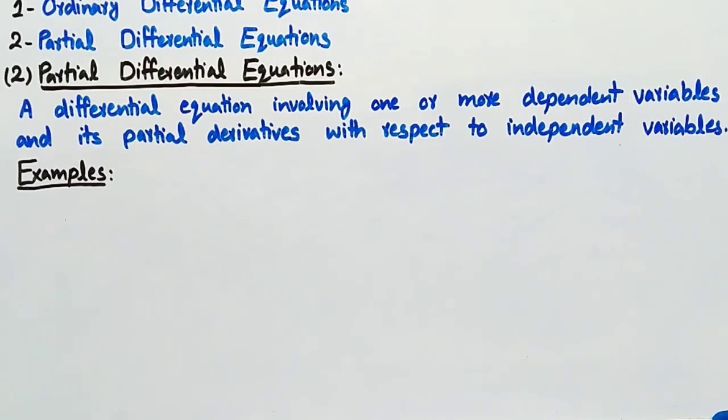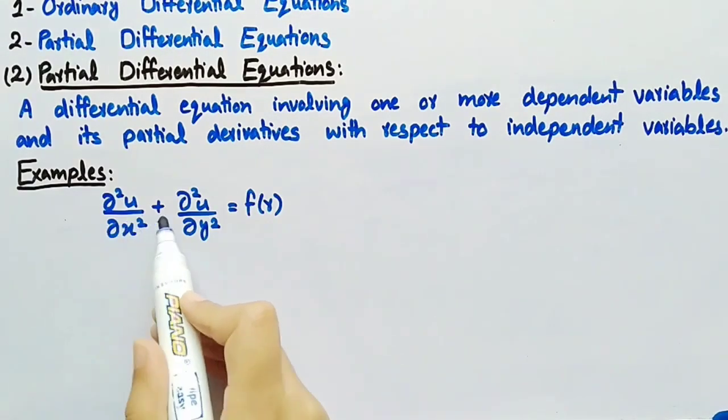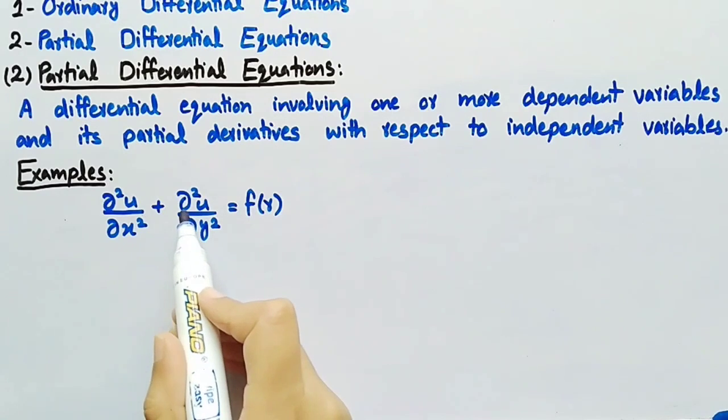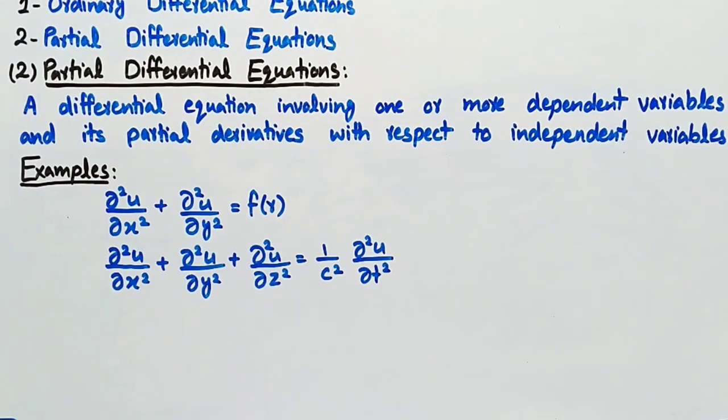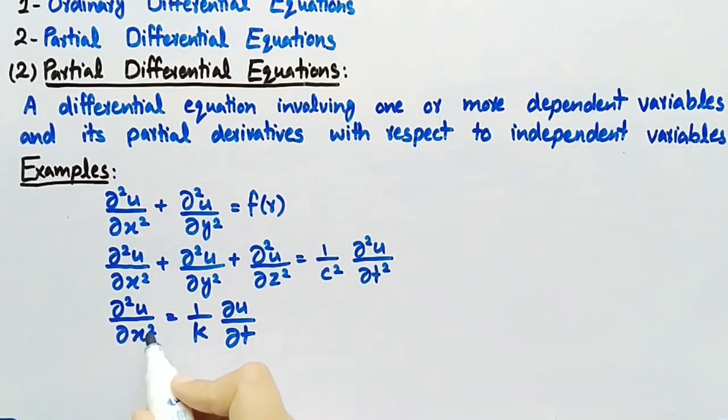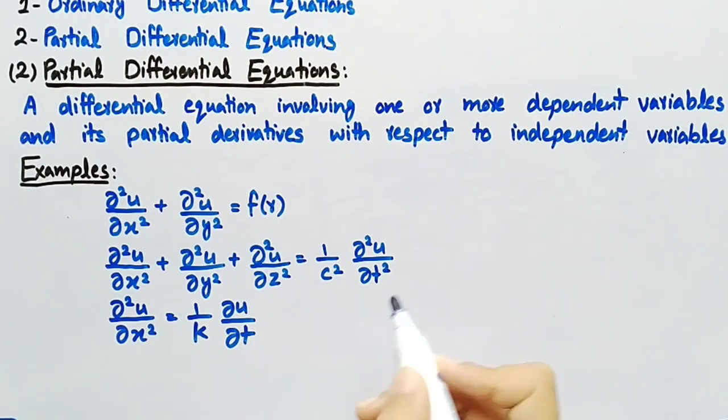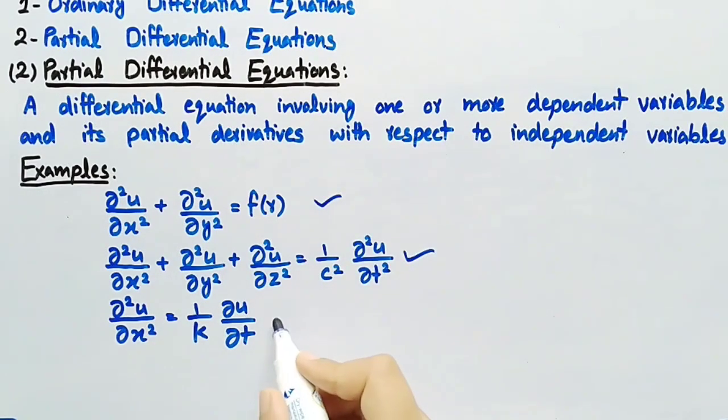Now let's see few examples of partial differential equations. Partial square u by partial x square plus partial square u by partial y square equal to f of r. Partial square u by partial x square plus partial square u by partial y square plus partial square u by partial z square equal to 1 by c square partial square u by partial t square. Partial square u by partial x square equal to 1 by k partial u by partial t are few examples of partial differential equations.